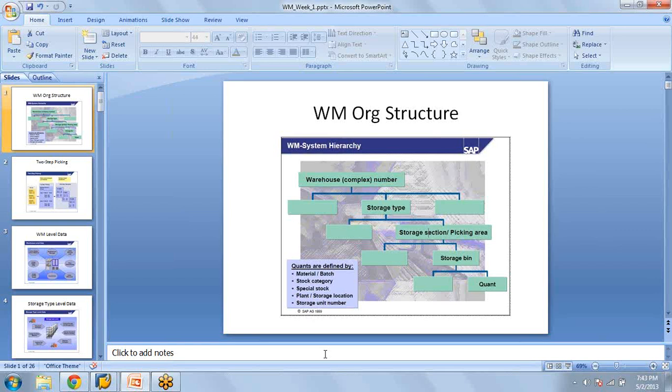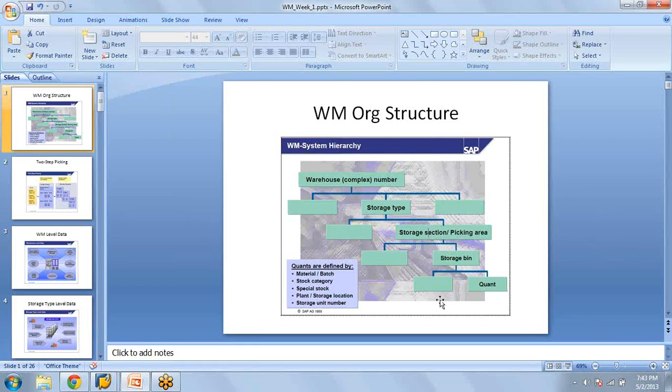In the WM organization structure, next to the storage bin is quant. When storage unit management is activated, the storage bin is again divided into storage units, and in the storage unit you see the quant. So next to the storage bin you get storage units, and next you get quant when you activate storage unit management. Don't get confused. This is not one of the characteristics which creates a quant.